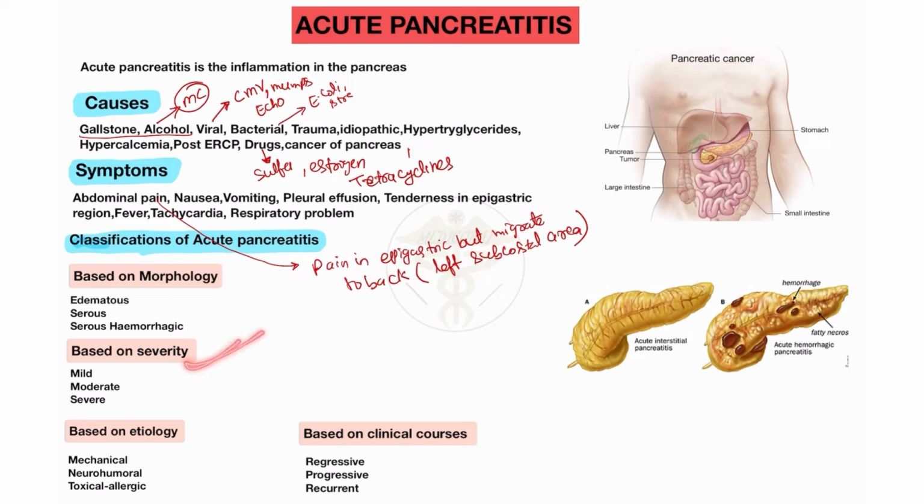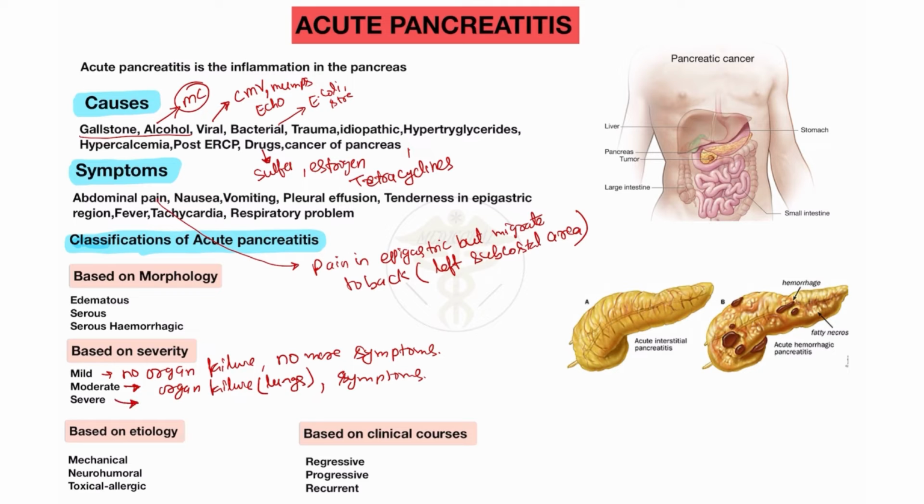Based on severity, it may be mild, moderate, or severe. Mild is when the patient has no symptoms and no organ failure, and no more symptoms you will see in the patient. So this is called the mild type of acute pancreatitis. Moderate type of pancreatitis: organ failure has started. Mostly the first organ which starts to fail is the lungs. Please learn this, lungs. And symptoms, you will see symptoms in the patient. So symptoms also appear in the patient.